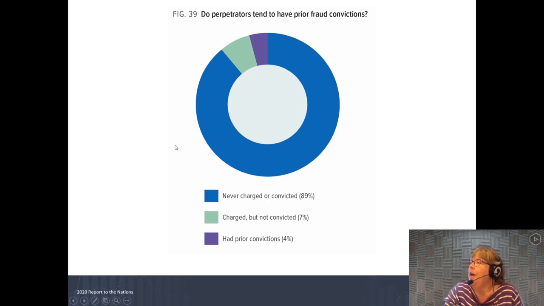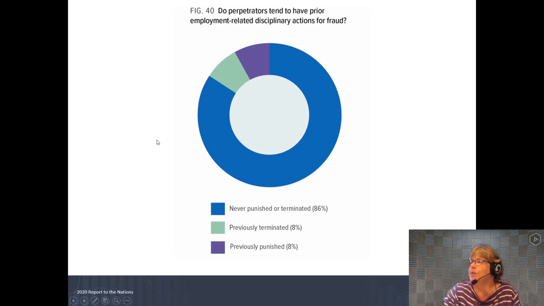Do the perpetrators have prior fraud convictions? 89% have never been charged or convicted. That does not mean they have not committed fraud before. That means they have not been legally charged. 7% are repeats and have been charged but not convicted, which means if it's a repeat, there's a high probability they committed the first one. And 4% had prior convictions.